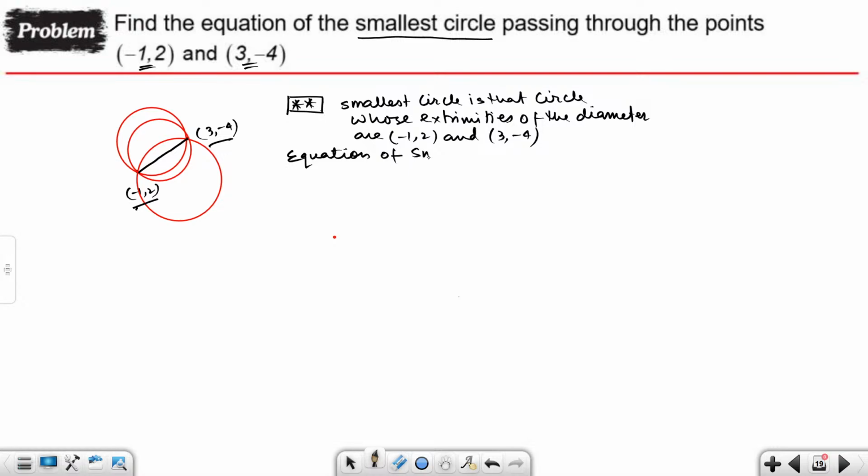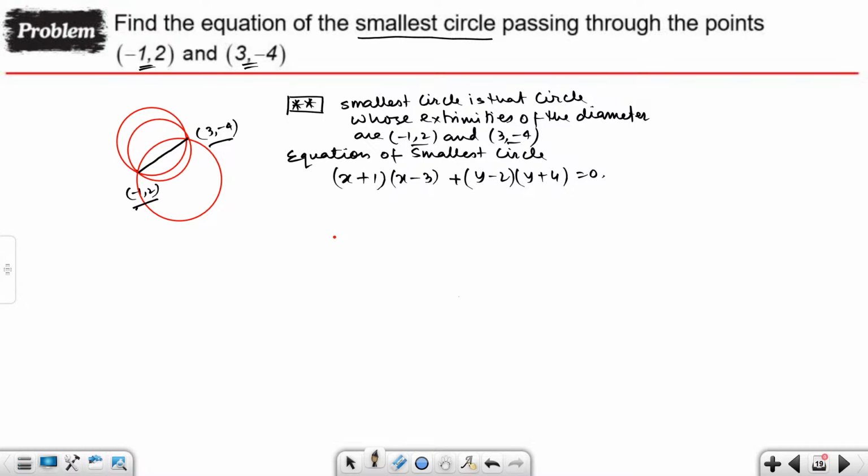The equation of the smallest circle will be what? When these 2 are the extremities of the diameter, its equation will be (x minus x1)(x minus x2) plus (y minus y1)(y minus y2) equals 0. That's it. You can leave your answer here or you can expand this. According to the given options, we will expand this. Otherwise, leave the answer here. So this is the equation of the smallest circle.